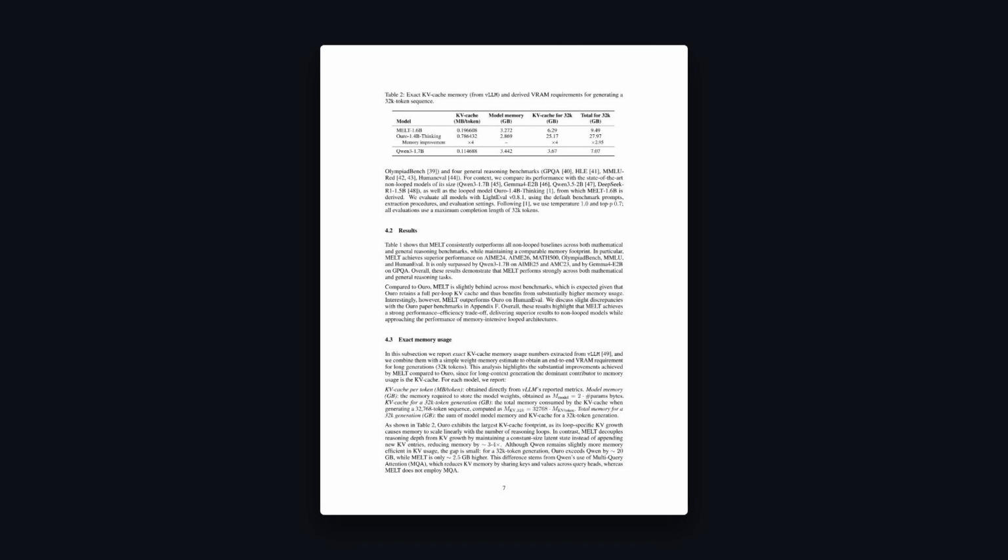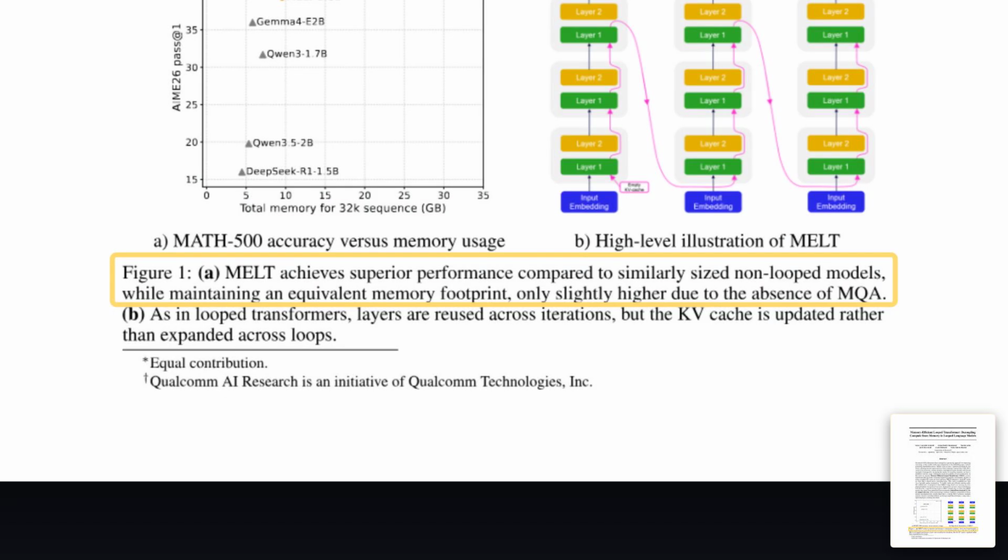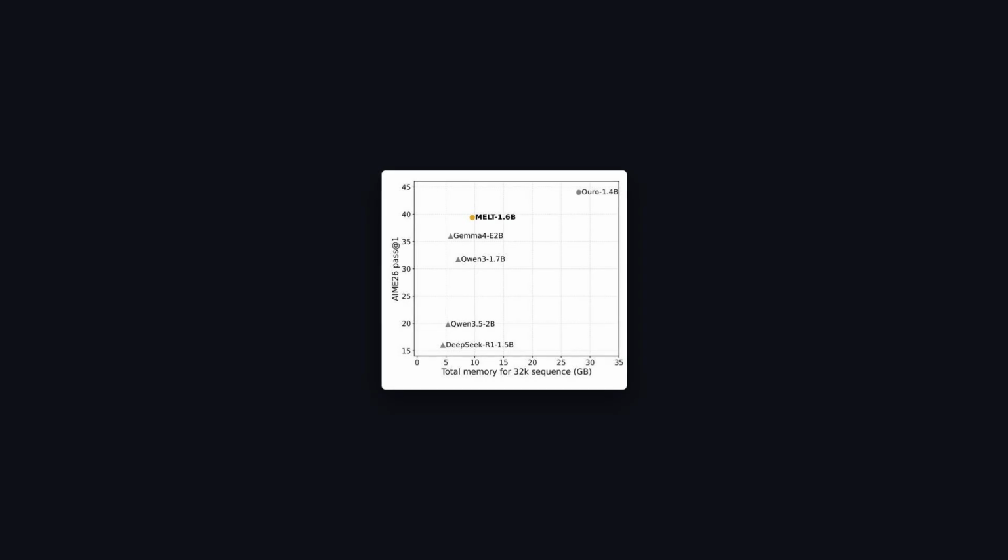And one number sells the entire training recipe. Remove chunk-wise training, keep everything else. Accuracy on every benchmark, 0.0. The recipe is not optional, it is the paper. So, does the architecture earn its keep? This is the figure that lands the trade-off.